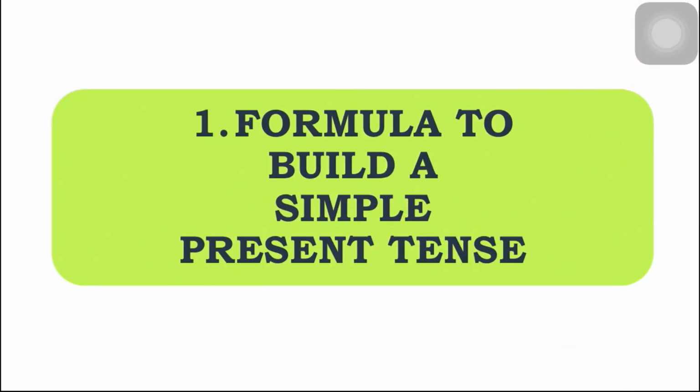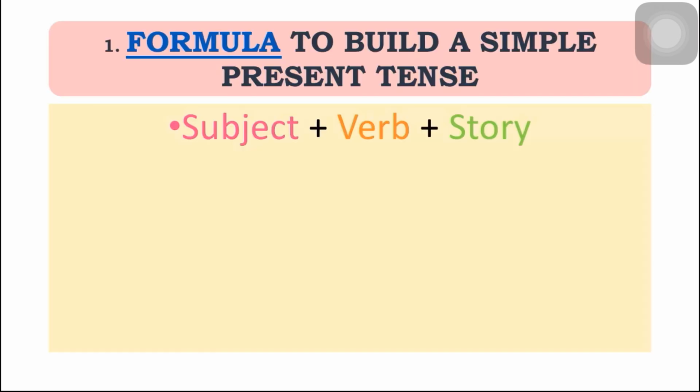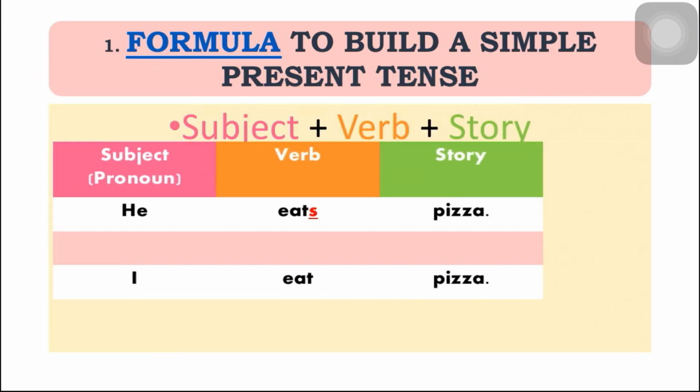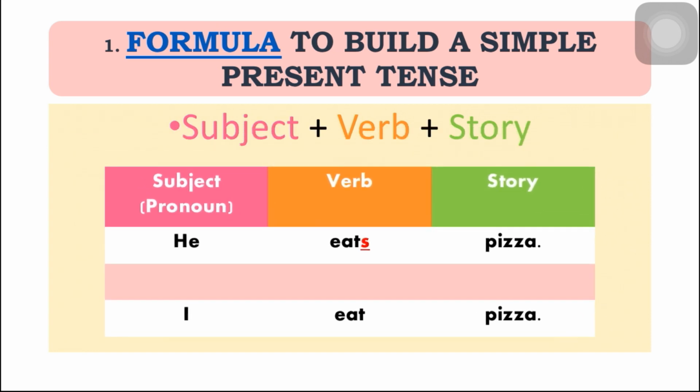So the first one, formula to build a simple present tense. The basic formula to build it is using the subject, verb, story. We put it in a table so that you can see it clearer. For example, he eats pizza or I eat pizza. So he and I here are referring to the subject, and eats and eat are referring to the verb, which is the action, and story is the pizza.